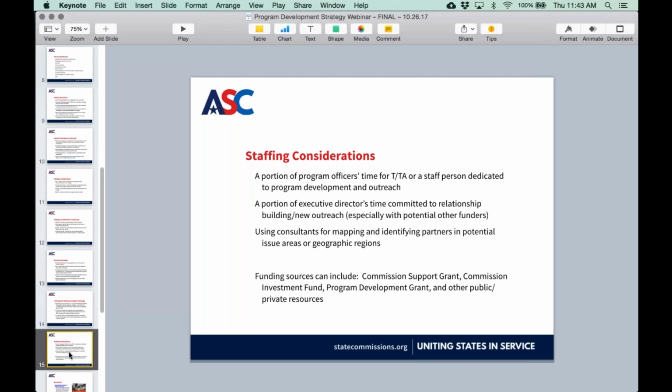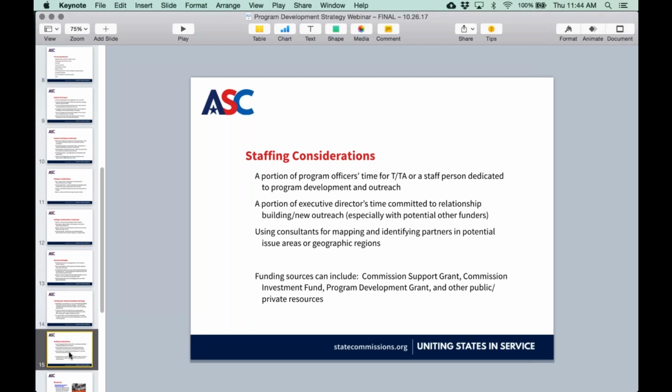So really thinking about how you're using your ED's time for those types of conversations is important, and budgeting accordingly for that as well. And then we also recognize that, particularly through the program development grants, many of you are using consultants to help with this. In many cases, the consultants may be mapping and identifying potential partners, whether by issue area or geographic approach. Some of you also are using them to help on the outreach front. Using consultants in this way is completely appropriate. It's something to think about if your staff doesn't have the bandwidth for this, and that can be a great way to go, particularly if the consultants are issue area experts.